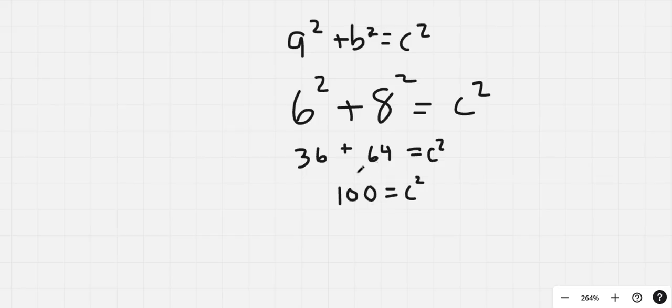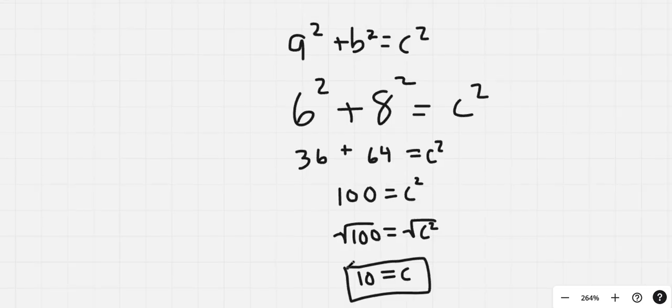Now, if you're familiar with perfect squares, we already know what this answer is, but we're going to keep going and solving for those who are not too sure. To get c by itself, we have to take the square root of both sides. So the square root of 100 is equal to the square root of c squared. Square root of 100 is 10. And the square root of c squared is c. So 10 is equal to c, or c is equal to 10.